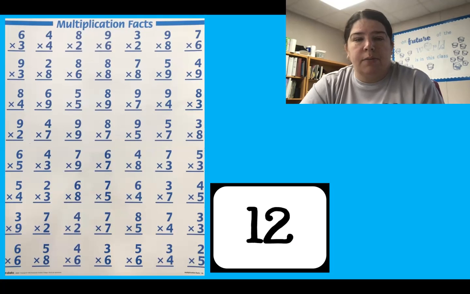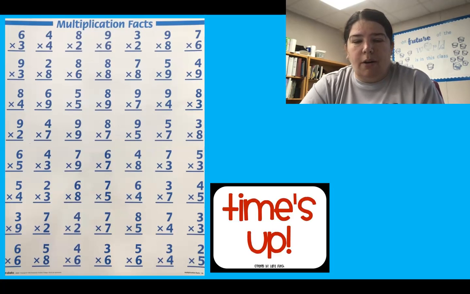9 times 6 equals 54. 8 times 8 equals 64. 8 times 9 equals 72. 8 times 7 equals 56. 6 times 7 equals 42. 7 times 5 equals 35. 7 times 7 equals 49. Halfway. Boys and girls, did you beat me? Very good. I'm sure you did.